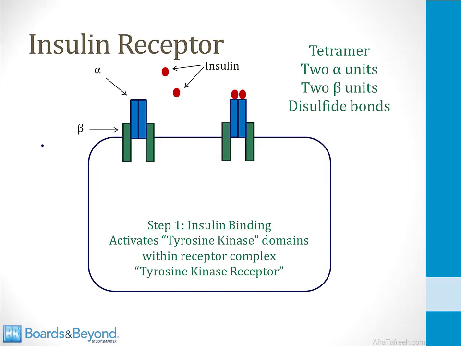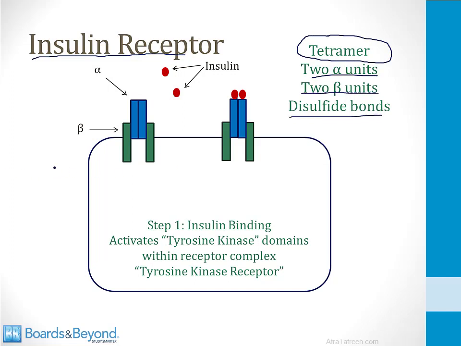Now we're going to talk about how the insulin hormone exerts its effects when it reaches target cells. In order to understand that, we need to understand how the insulin receptor works. The insulin receptor is a tetramer. It's made up of 4 pieces. There are 2 alpha units and 2 beta units joined by disulfide bonds.